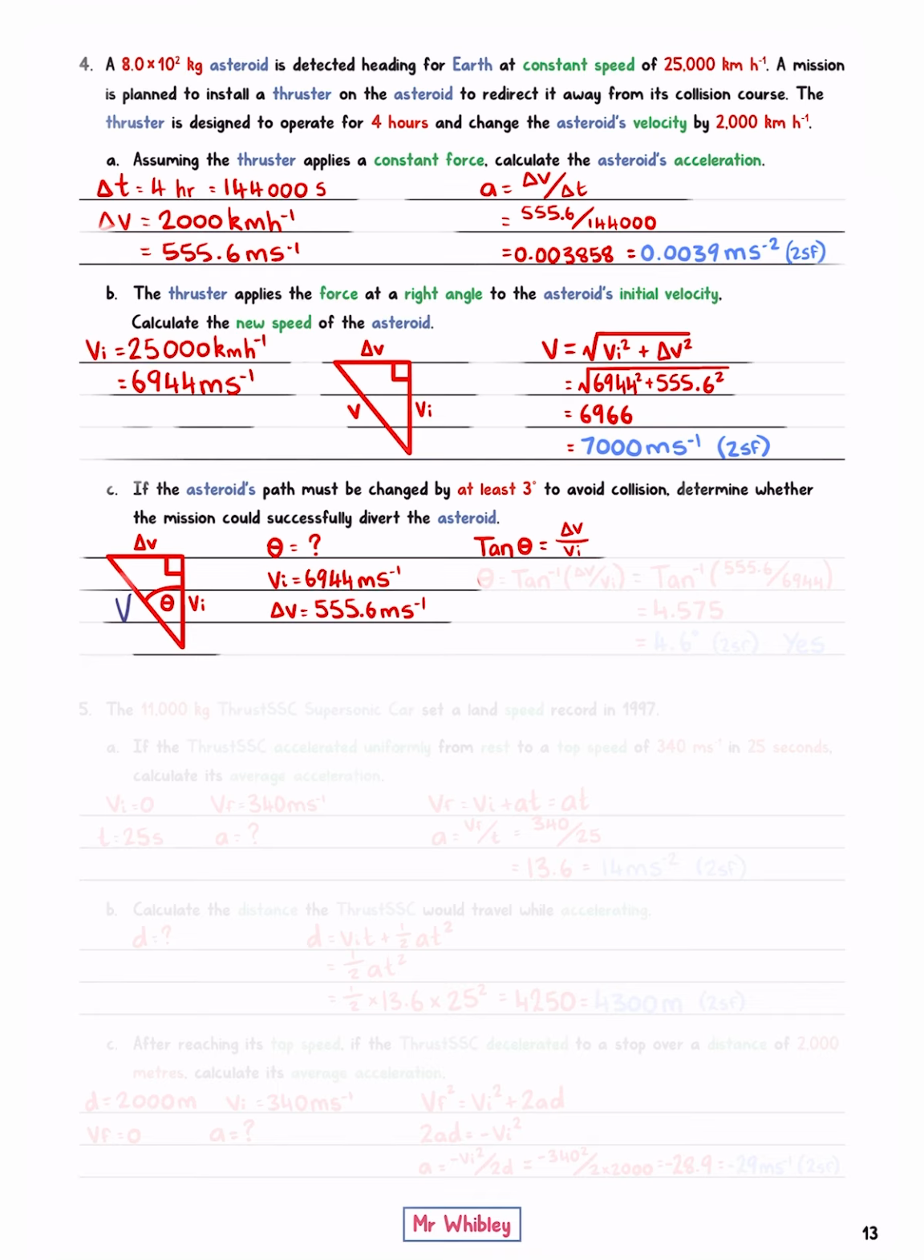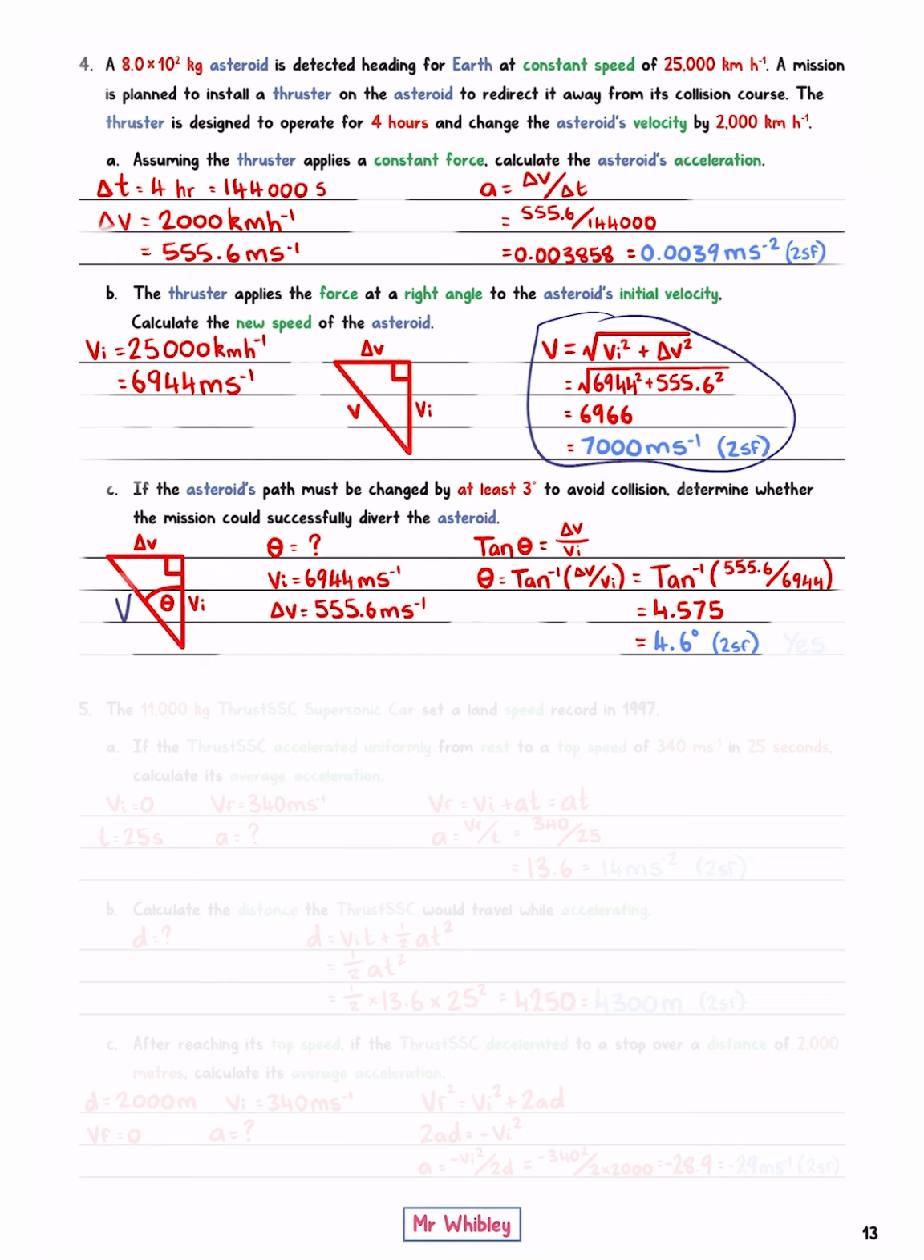Now, given that we've calculated our v up here, you could also use the SOH or the CAH relationships. Rearranging this equation for our angle by taking the inverse sine of both sides, putting in our numbers, gives us 4.575 or 4.6 degrees to two significant figures. 4.6 is greater than 3, so the answer is yes, we will successfully divert the asteroid.